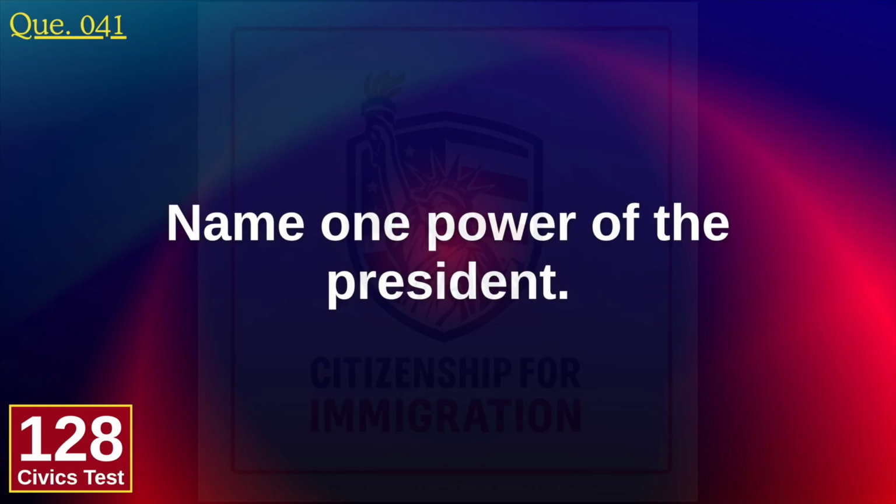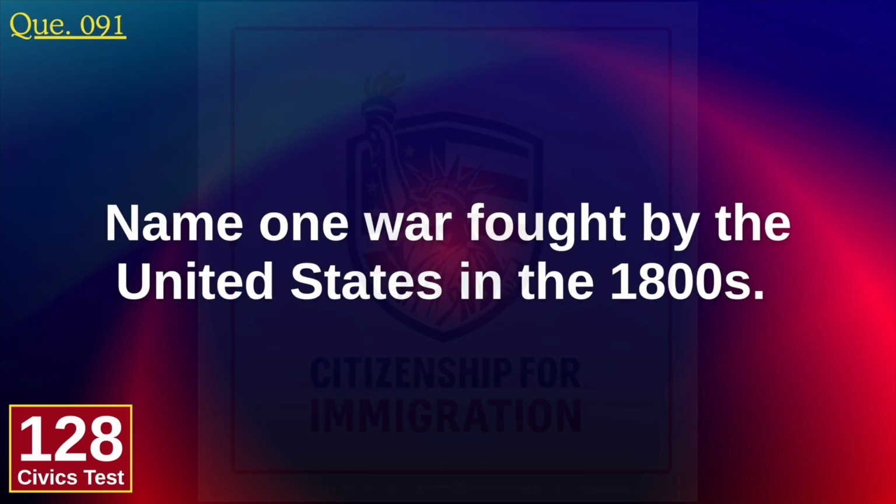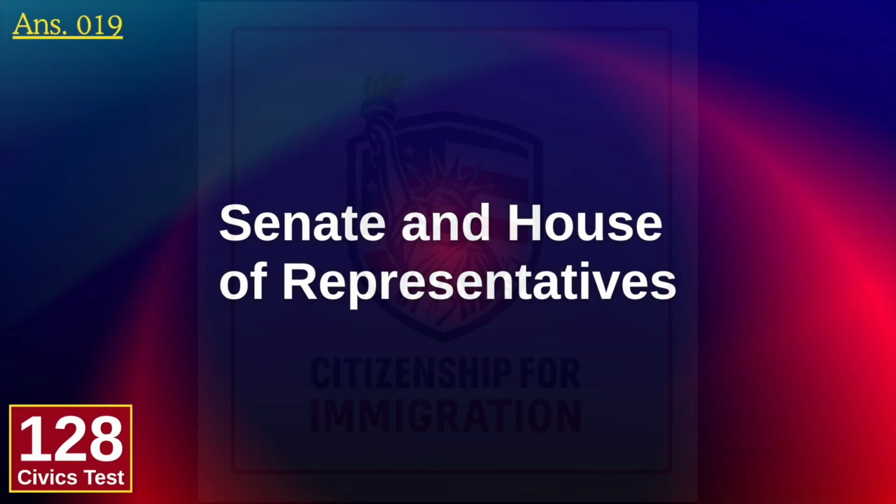Name one power of the President. Signs bills into law. Name one war fought by the United States in the 1800s. Civil War. What are the two parts of the U.S. Congress? Senate and House of Representatives.